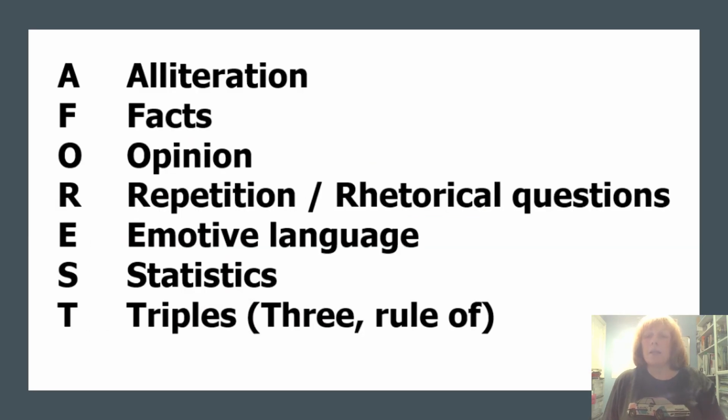So if we look at some of the lists that we get when we're looking at language features, at the very least, you should know facts and opinion. You should be aware of alliteration, repetition, and rhetorical questions if you're looking at level 2 there. Emotive language, very important, statistics, and the rule of 3. So even if you're working at entry level 3, you can start looking at these language features and asking yourself, do you understand what they mean? And also, can you actually look at a sentence and pick out that language feature?